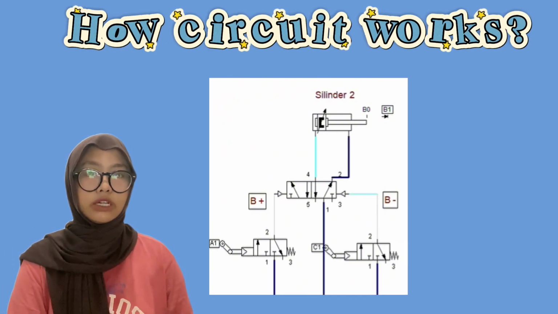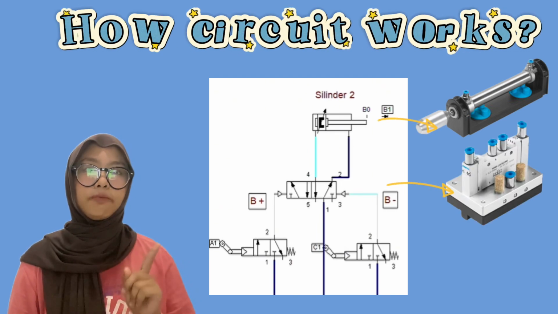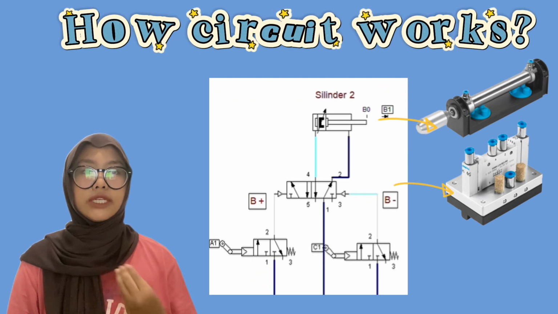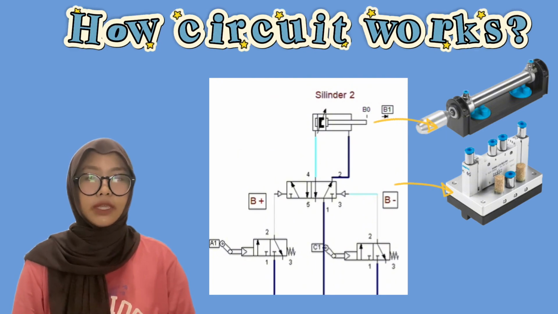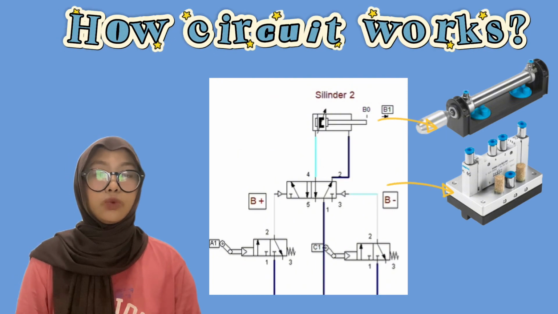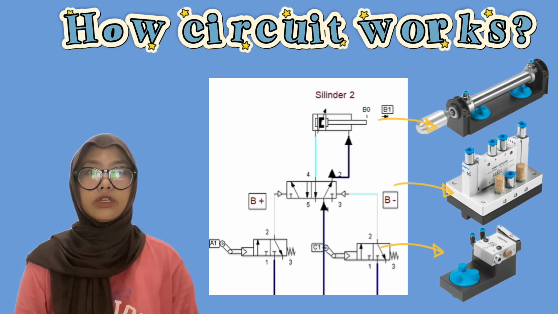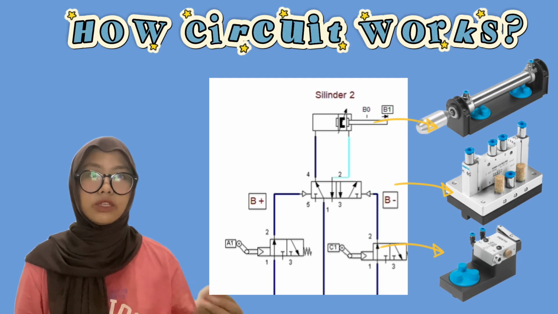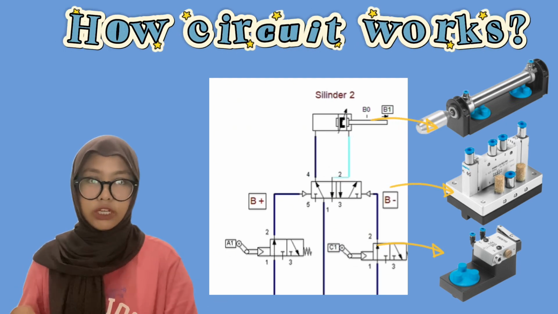In cylinder 2, we use a double acting cylinder, so we use 5/2 valves. Because the cylinder uses 2 inputs, and we use rollers of 3/2 valves for the mechanical system, in case of conditions such as A plus, the valve will be in active condition.